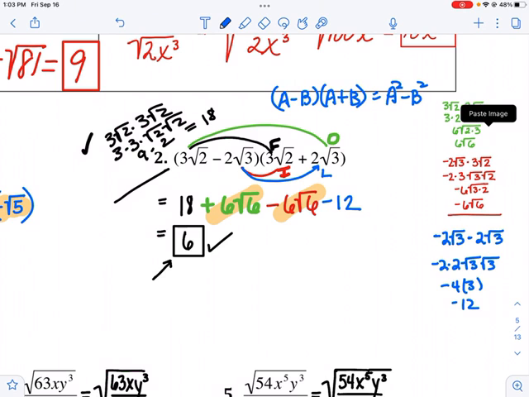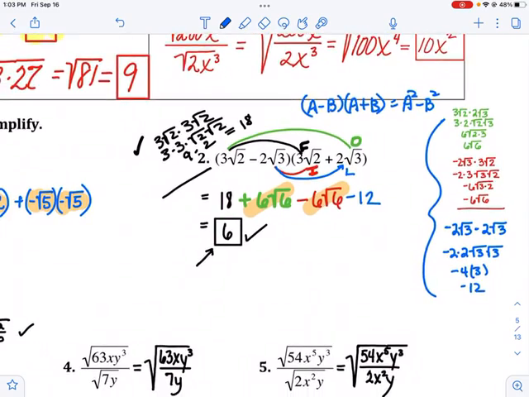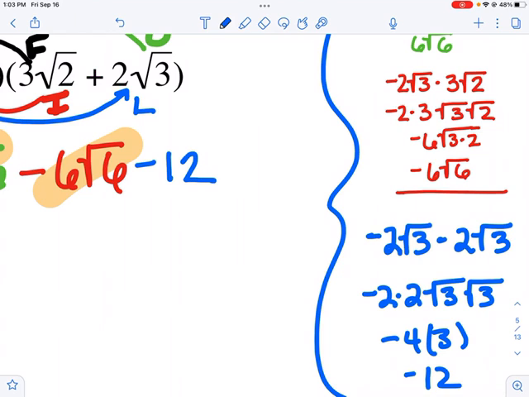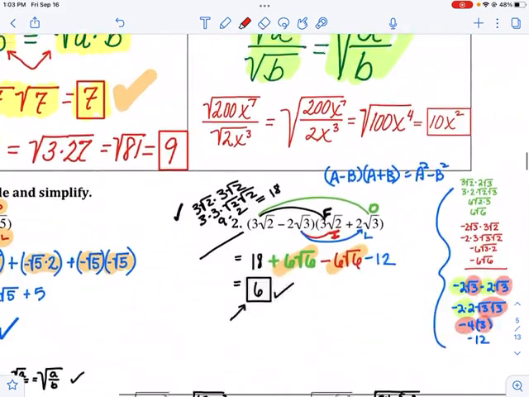Doing this little side work is often very helpful to figure out what is 3 root 2 times 3 root 2, or -2 root 3 times 3 root 2. By taking your factors, and if you notice what I did down here, the -2 times 3 is out front. I put the numbers together and then put the radicals together, root 3 times root 3, and you can see that, oh, that's 3. And then the first one, that's 18. Much easier sometimes. So there's that one.